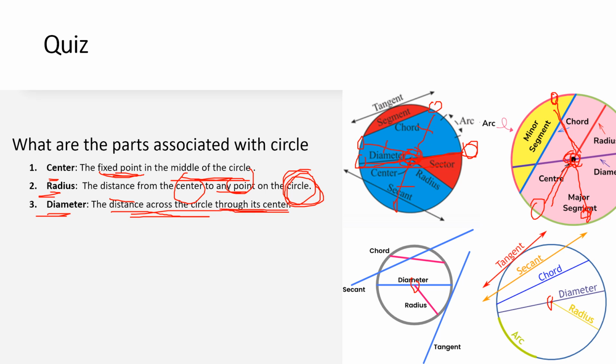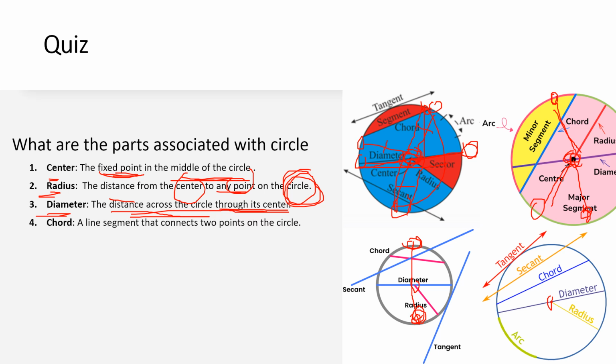Okay, but look at it. This is a point. This is a point. It will not pass like this. It will pass through the center. Across the edges of the circle, I'll connect them, and the line that passes through this center, I call it a diameter. Okay, it's a distance across the circle through its center.